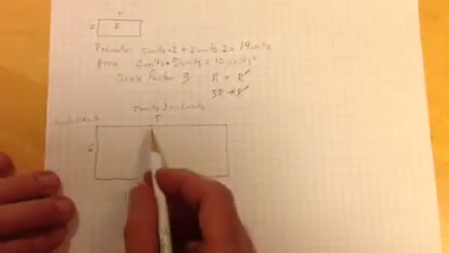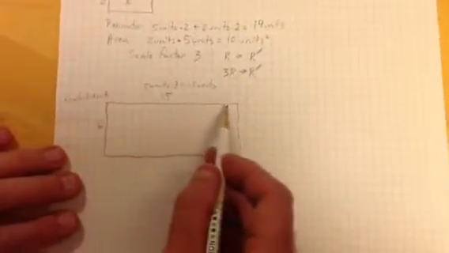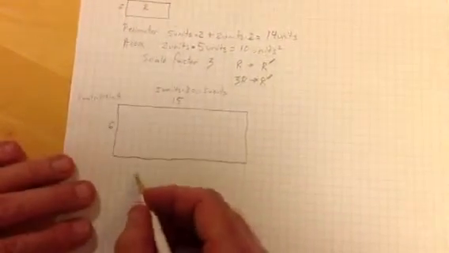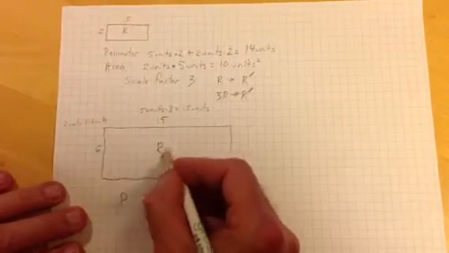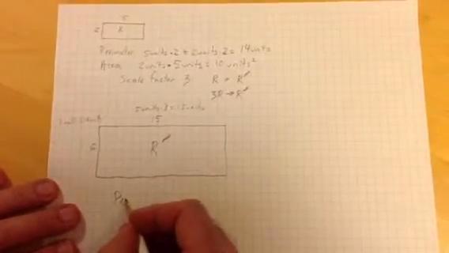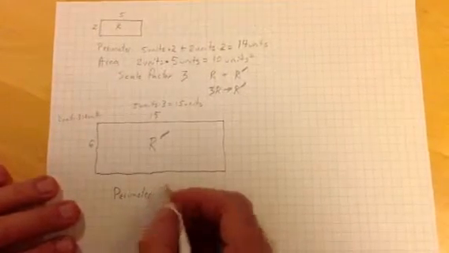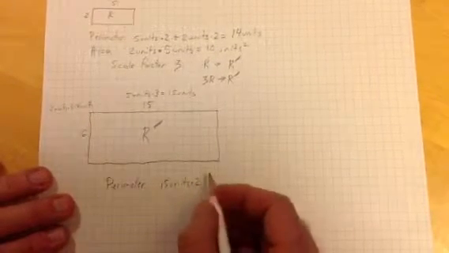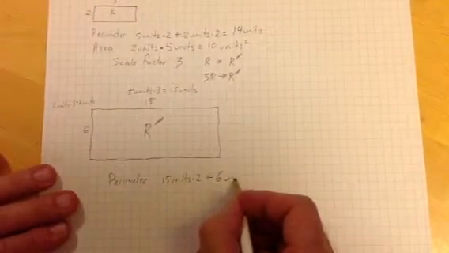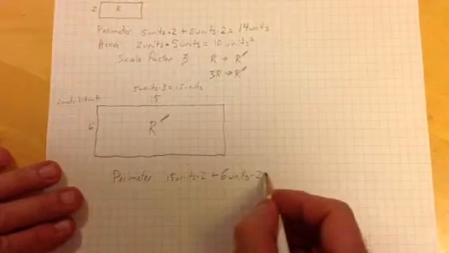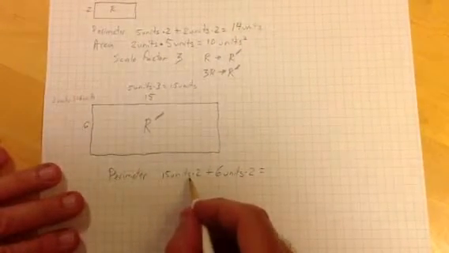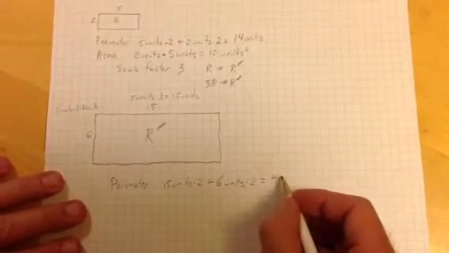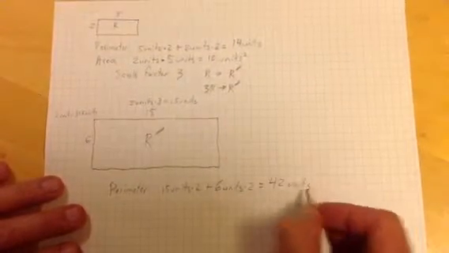So to figure out the perimeter, we would have 15 units 2 times. We'd have 6 units 2 times. And this is R prime. So the perimeter would be 15 units times 2 plus 6 units times 2. 2 times 15 is 30. 6 times 2 is 12. So 42 units would be the perimeter.